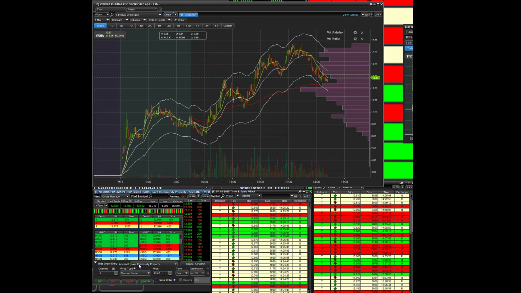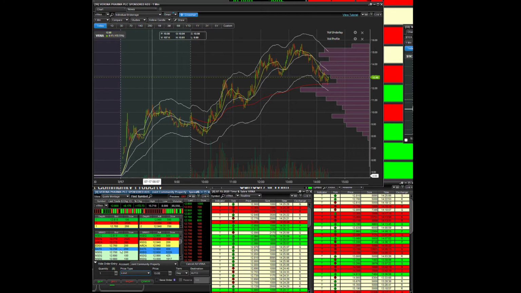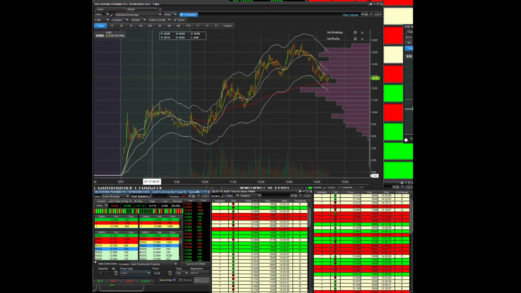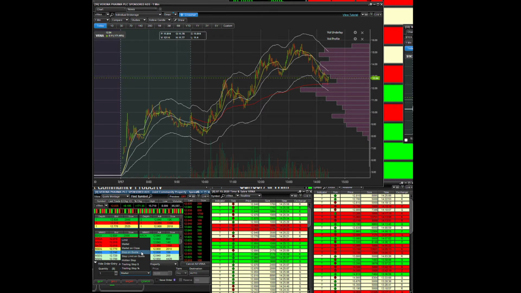Now if I put in a limit order at $13, and I hit buy on that, I'm immediately going to get filled. So now I own this stock. So you see the difference? But I don't want the stock right now, so I'm going to sell it. So that's the stop, and that's the limit. So on E-Trade, it's stop on quote.